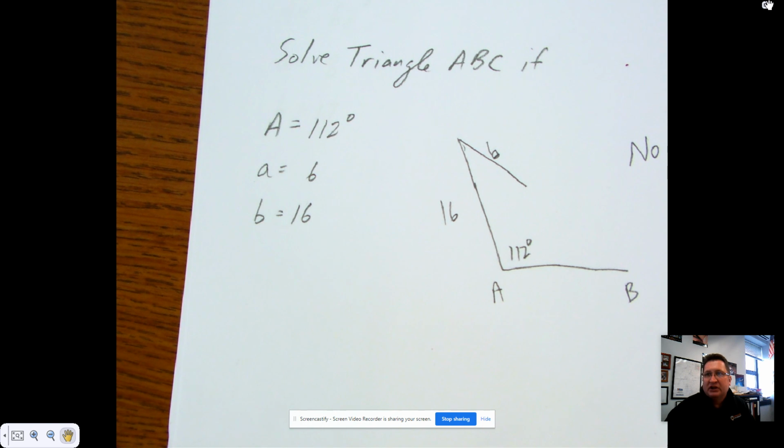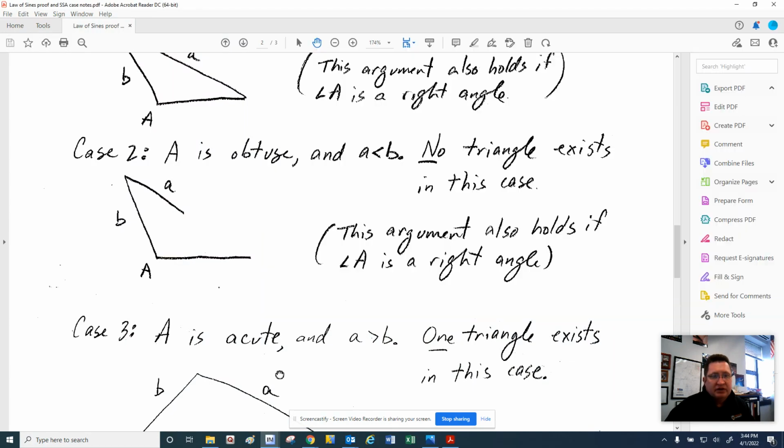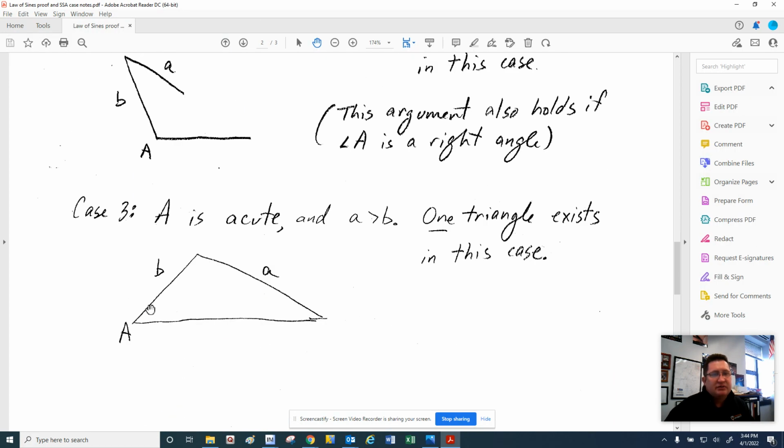Okay, let's move on. In the next case, let's say that we have an acute angle. You can see in the picture that we have an acute angle A, and we're told that the side opposite A is larger than B. In that case, again, this is easier. There's only one triangle that exists, and so we would go solve it. I'm not necessarily going to solve a whole triangle in the interest of time here, but I'm going to get you started.